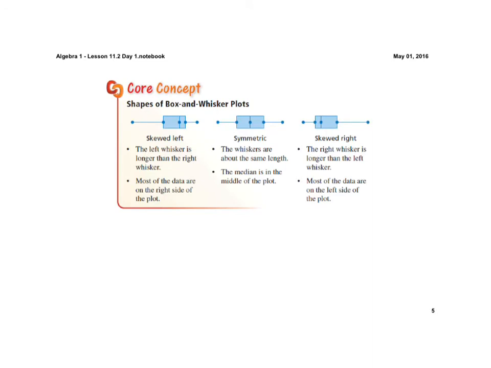So, box and whisker plots, okay, the shapes of them. This would represent skewed left data because there's a longer tail on the left side, so that would be skewed to the left. If the two whiskers and boxes are fairly symmetrical, then we say it's symmetric. And then if the tail on the right side, or the whisker on the right side, is longer, then it would be skewed to the right. Okay, skewed to the right.